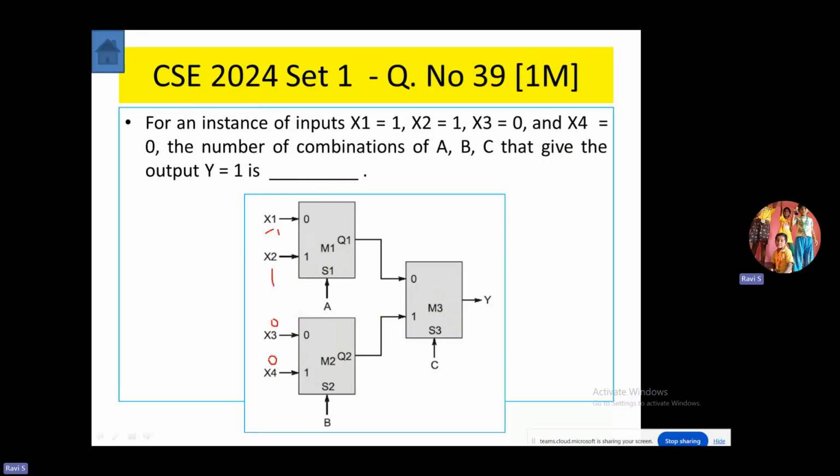These values are fixed. Now the question is, for how many combinations of A, B, and C, output Y is going to be 1. There are possibilities for output Y to be 0 as well as 1. We need to identify for how many combinations of select inputs A, B, and C, output Y is going to be 1.